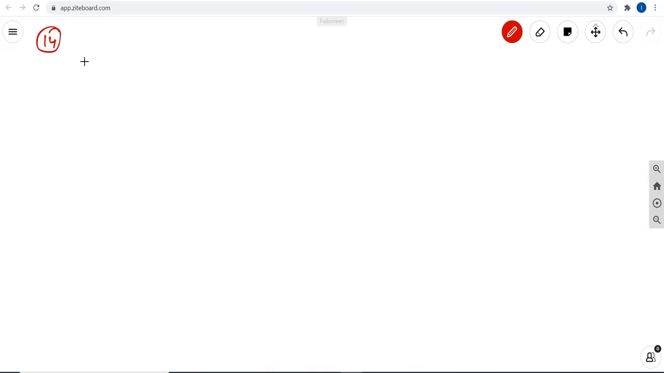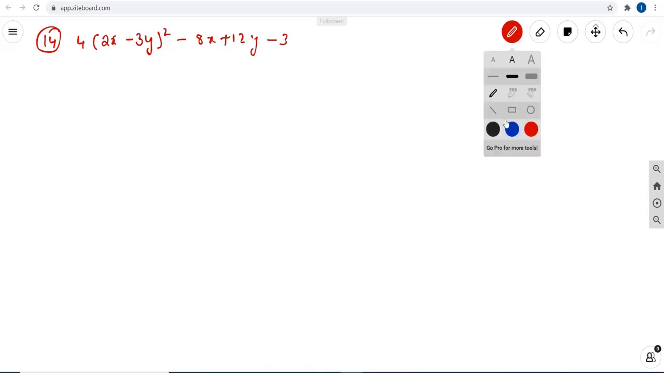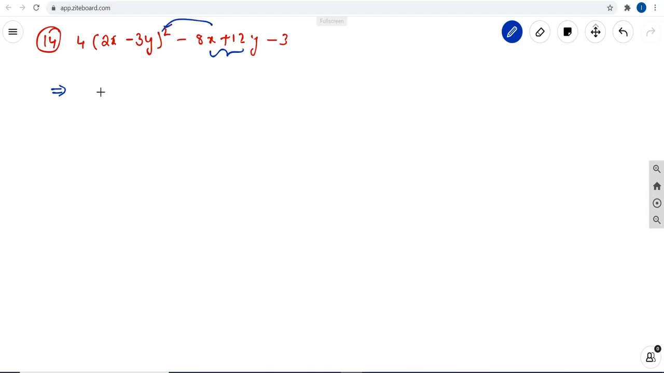Problem number 14 is given as (2x minus 3y) square minus 8x plus 12y minus 3. Okay, so please see the problem, read the problem carefully. So this term and this term, what you can do, if you group it, we can take it common. So what is it? We have to put this term in this form. Okay. So for this term as it is, I'm going to write 2x minus 3y square.